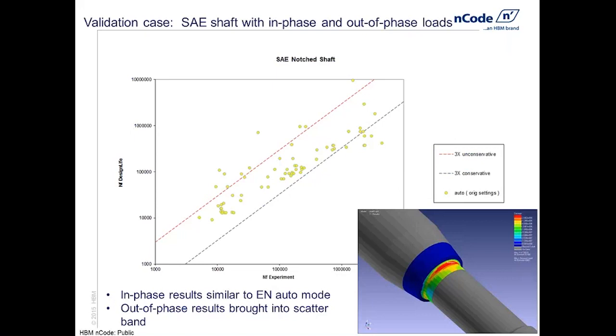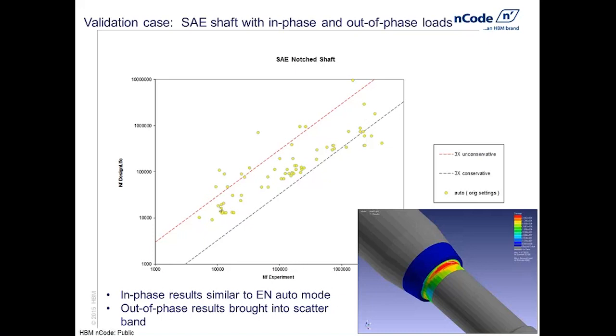Okay, so to give you an idea how this works, we've taken some results again from the literature. This is from the SAE shaft test program. This notched shaft was tested in combined bending and torsion with a variety of proportional and non-proportional loadings. So the first plot shows predicted life on the vertical axis and experimental life on the horizontal axis. So perfect correlation would have a straight line.